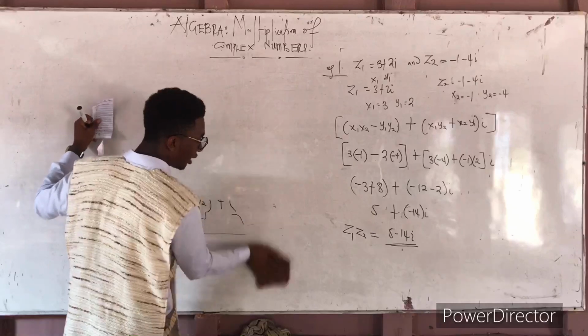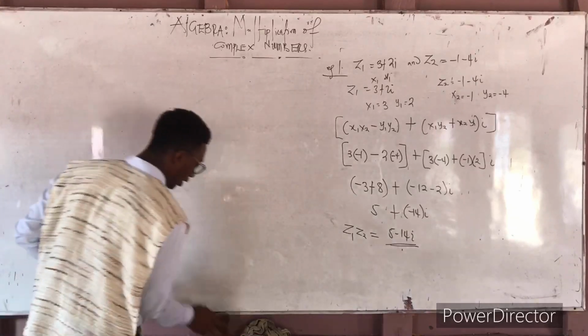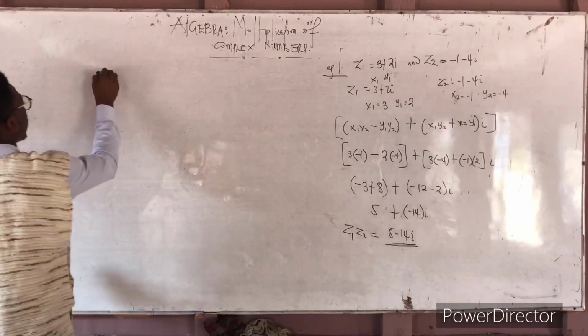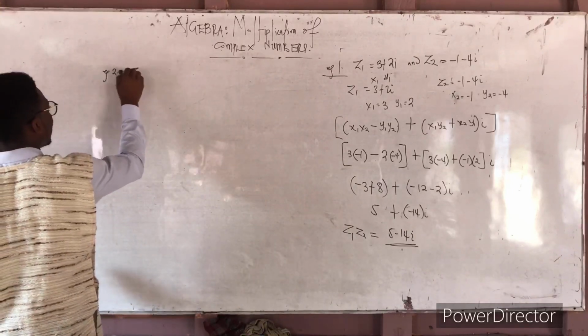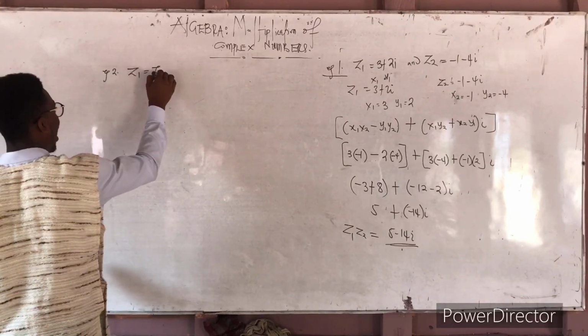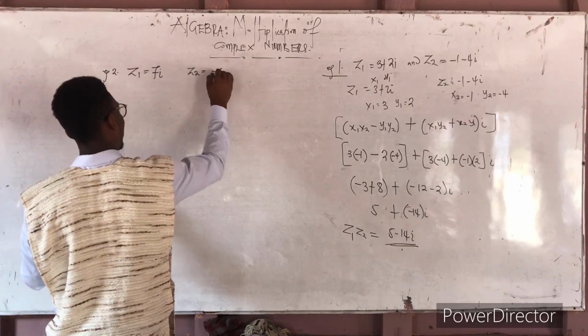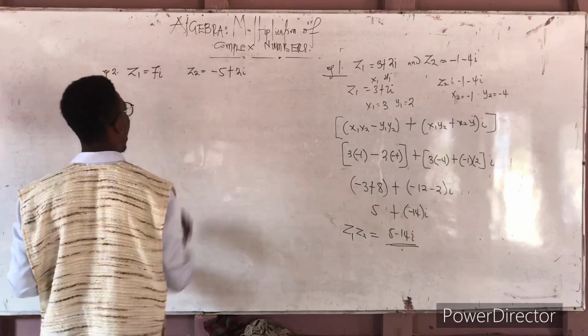Let's take one more example, and let's look at some properties. With the next example, example 2, let's say you have z1, which is 7i, and you have z2, which is minus 5 plus 2i.